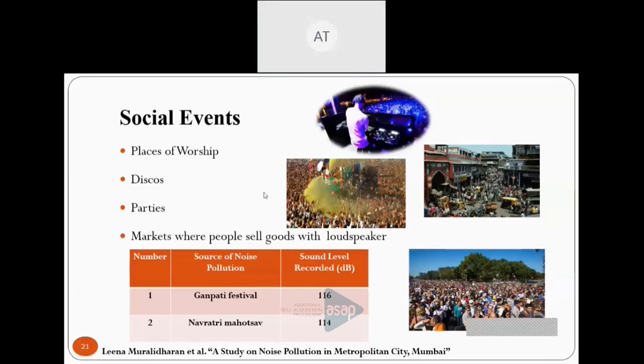Session continuation. Okay, fine. Social events come with places of worship where people gather, discourse or parties, or markets where people sell goods with loudspeakers. Places of worship may be a mosque, church or temple where people gather, and the loud noise produced there also comes under social events. Next are discourse or parties, and the markets where goods are sold. This all comes under social events.